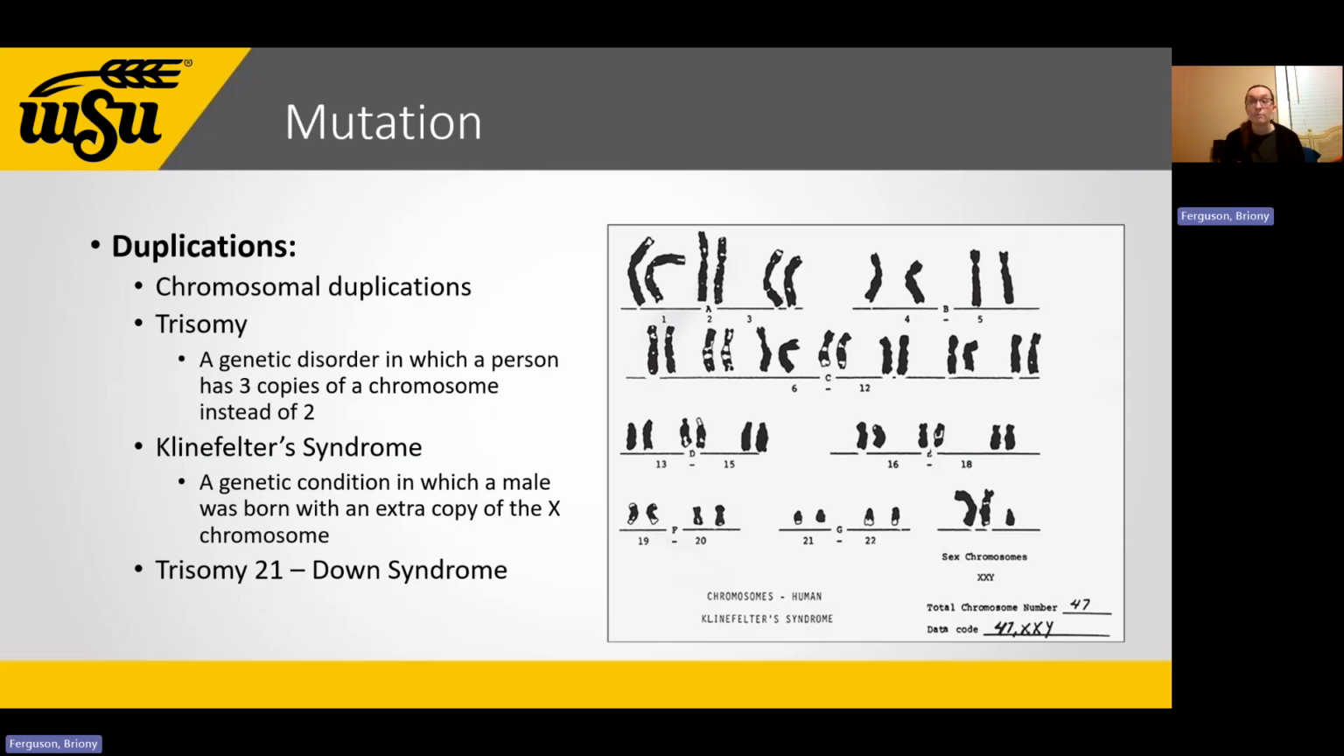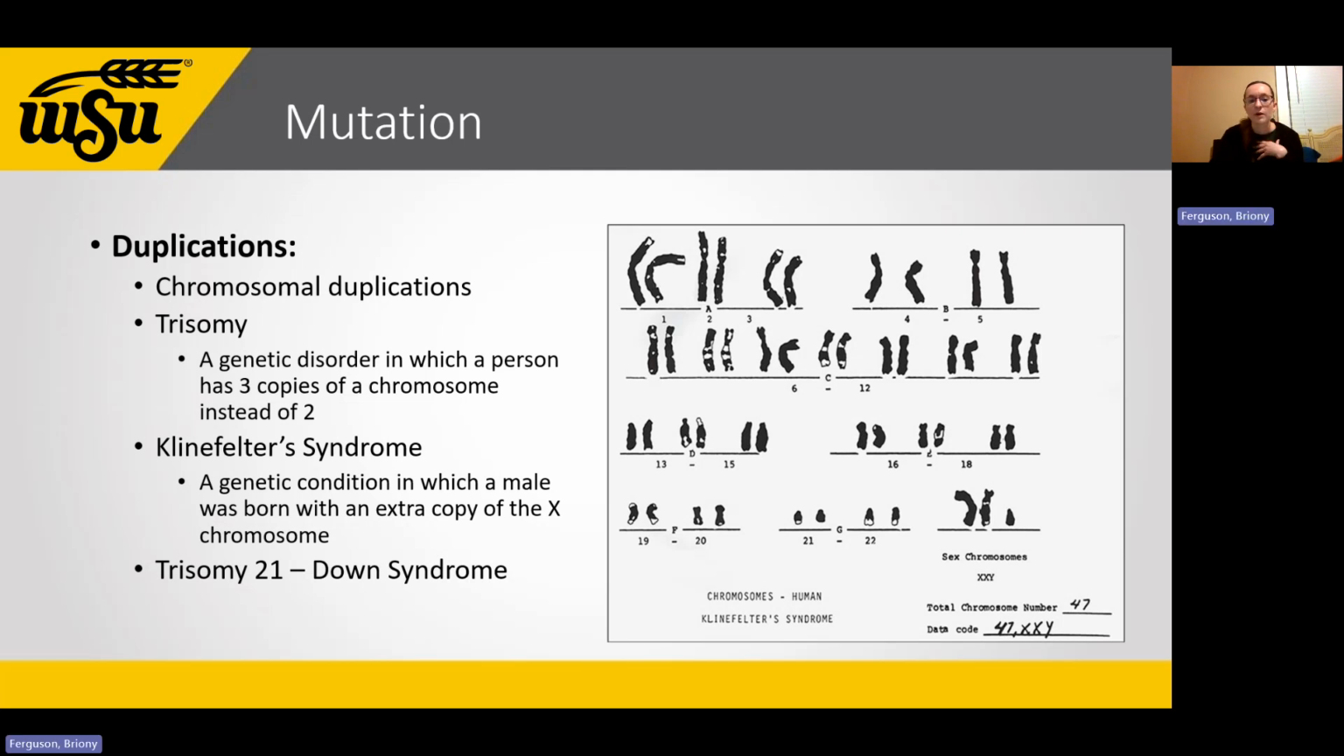You can also have mutation due to duplication. This is what is called trisomy, which is a genetic disorder where a person has 3 copies of a chromosome instead of the typical 2. These can be sex-linked or autosomal.